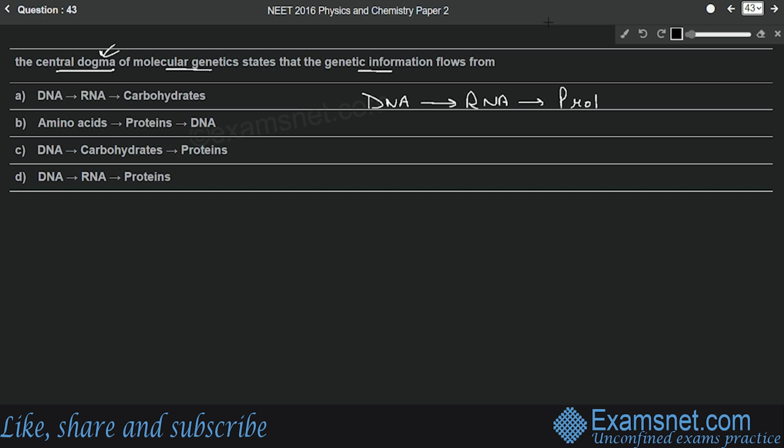protein. Because first DNA is replicated, right? Then DNA is transcribed into RNA. So first replication of DNA takes place, then transcription of DNA into RNA, and then translation of RNA into the protein. So this is the sequence, and therefore the correct answer will be the last one, DNA, then RNA, then protein. Option D will be the correct answer.